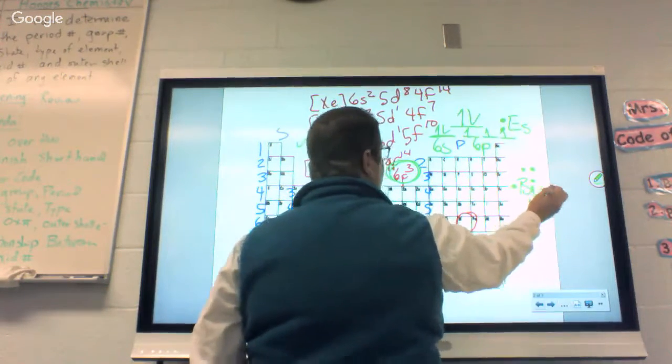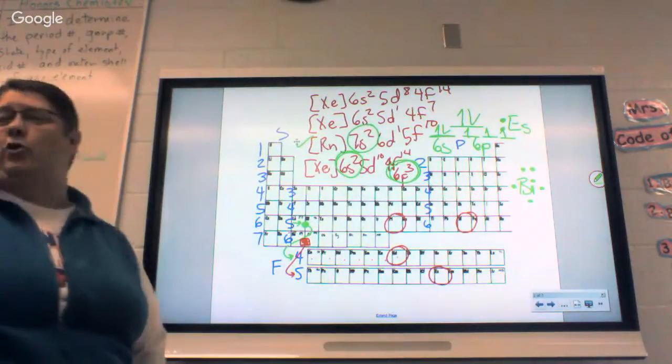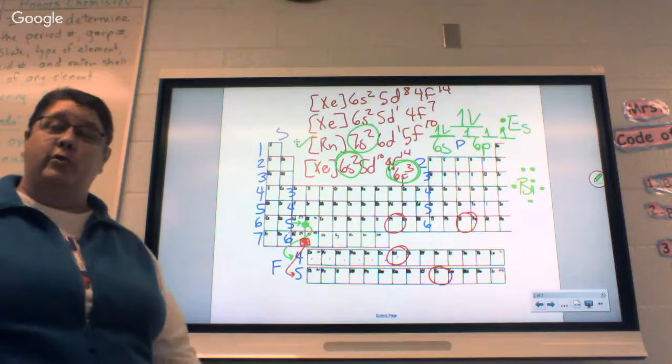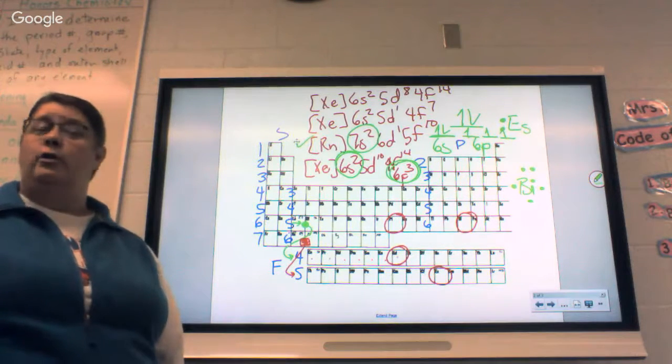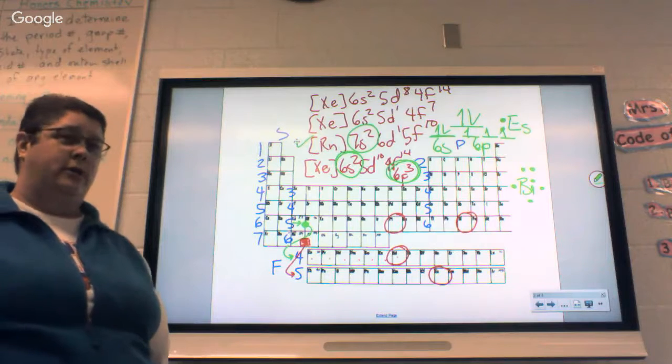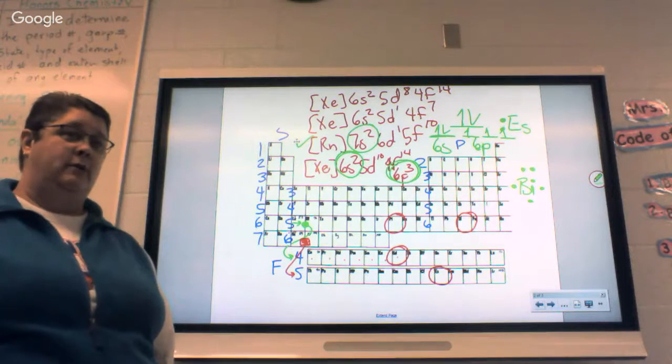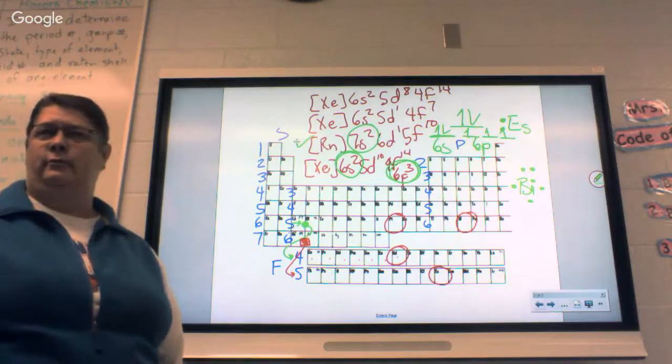Okay, so would I have any trouble with a dot diagram from shorthand notation? No, you could do a dot diagram from shorthand notation. You don't have to do it from longhand notation. Okay? No?